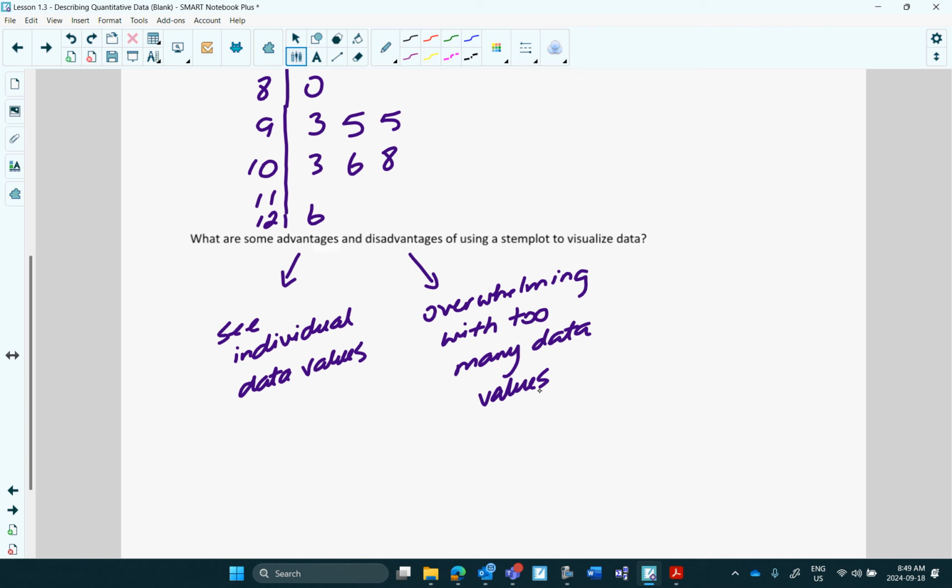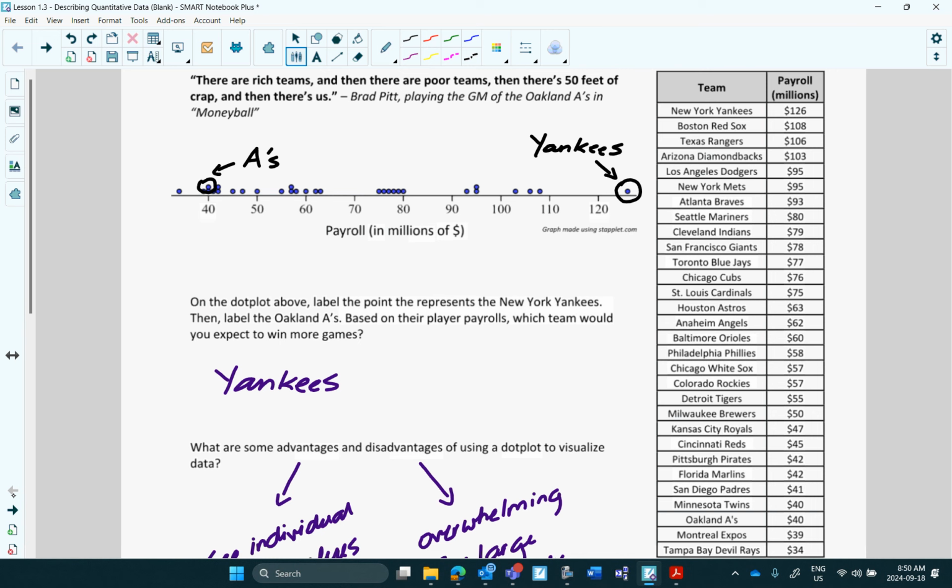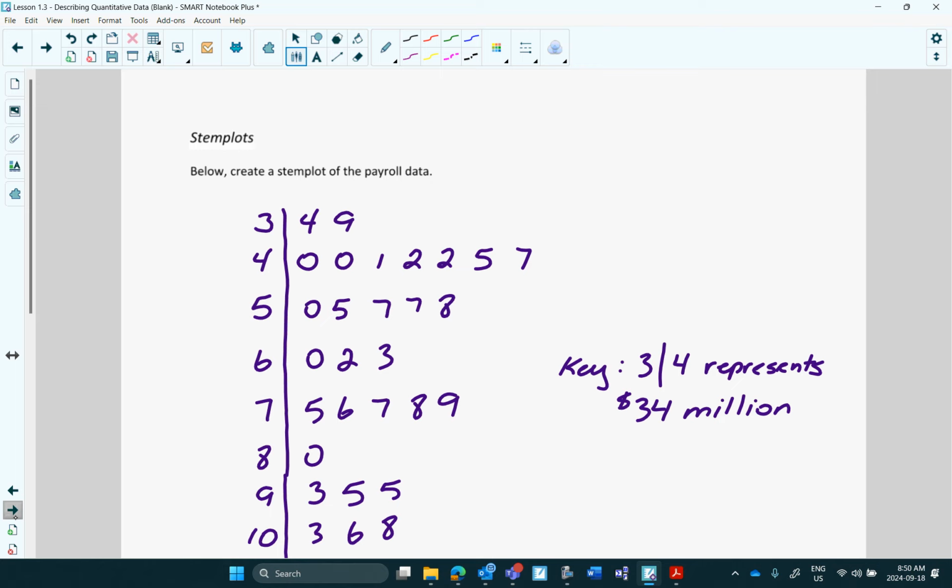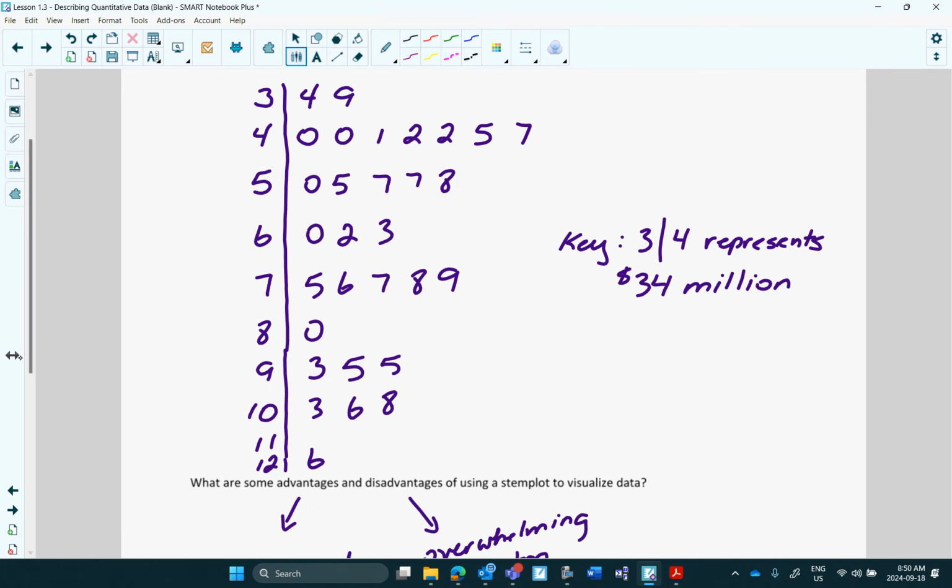In many ways, a stem plot could be better than a dot plot because if you look at these two examples, it's kind of hard to tell the shape of the distribution in the dot plot because there's so many individual ones. There's not many of the same. But when we put them in a stem plot and we group them by tens, we can see a little bit more of shape to it.